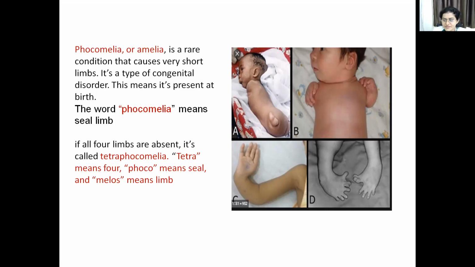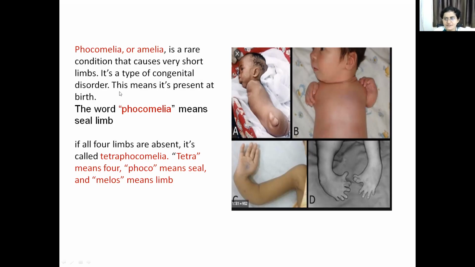So when they gave this drug, they found that those pregnant ladies, when they gave birth to the babies, that newborn baby had seal-like limbs. Okay, seal-like limbs will be there. See, like flippers. So that is called phocomelia or amelia. It is a rare condition that causes very short limbs. It's a type of congenital disorder.